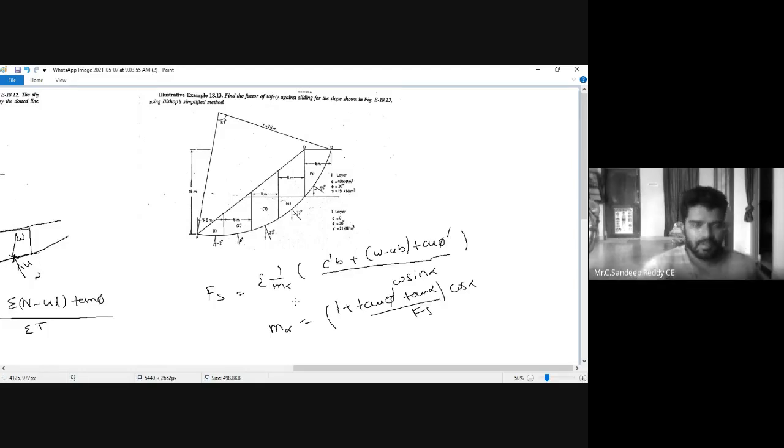So as of now, we have covered almost all the theoretical topics based on which we solve problems also. Based on which we have solved one problem on each method. We solved the Swedish circle method, the simplified method, and earlier also the friction circle method, and the Taylor stability number also we have taken, and factor of safety using cohesion, factor of safety using shear strength, and angle of internal friction.